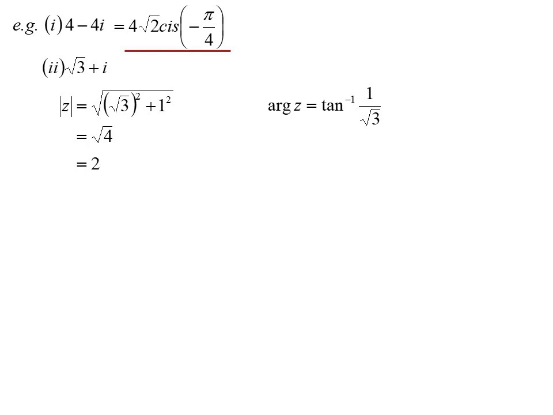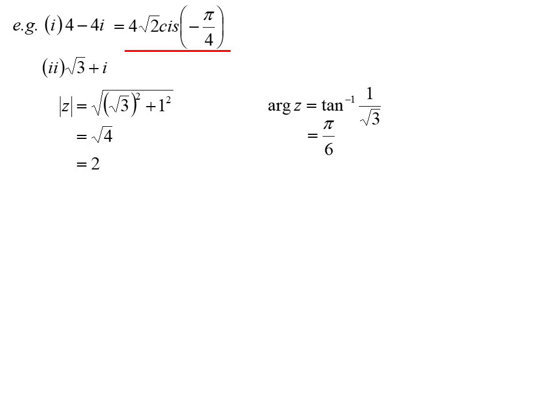Which quadrant am I in? Well, they're both positive. So I'm in the first quadrant. I'm dealing with an acute angle here, and that's pi on 6. Again, tend to go with radians now. Radians is what we tend to deal with.